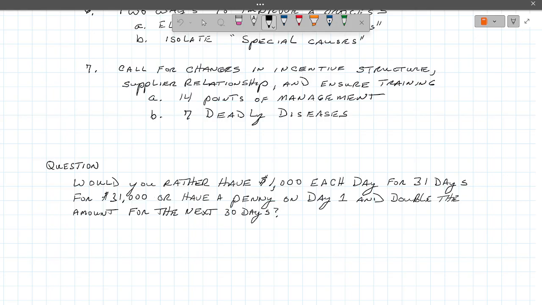So day 2 you get 2 pennies plus the 1. Day 3 you get 4 pennies plus 3 from the days before, and so on. See where this is going? So it's an exponential growth. What would you prefer?